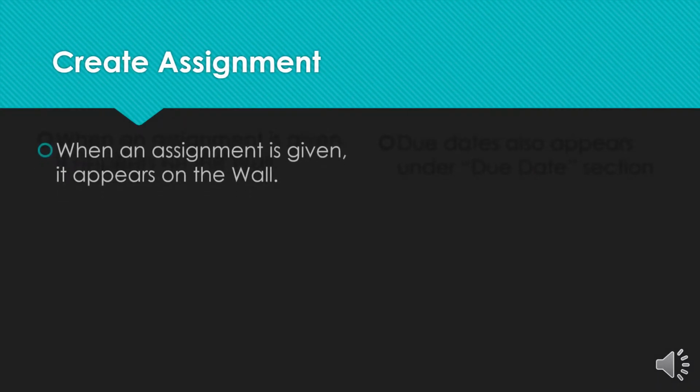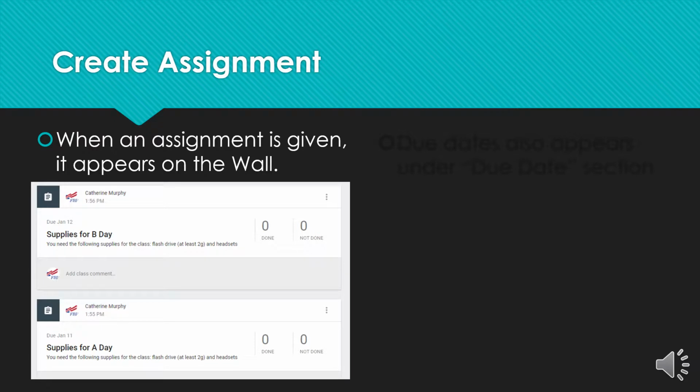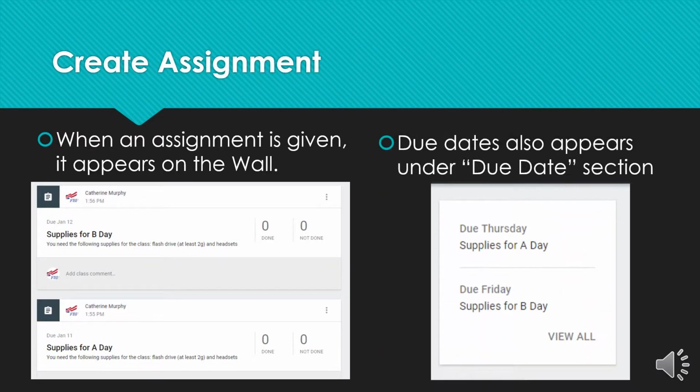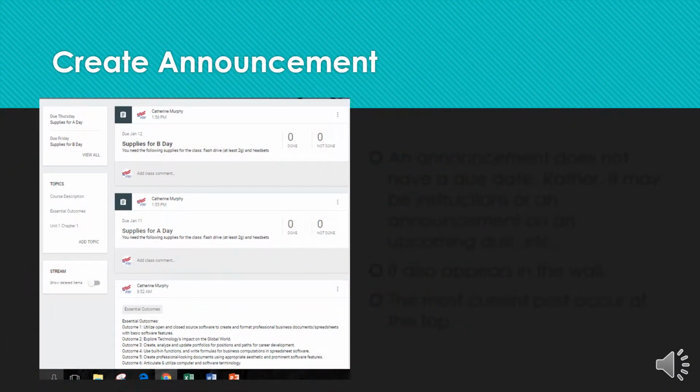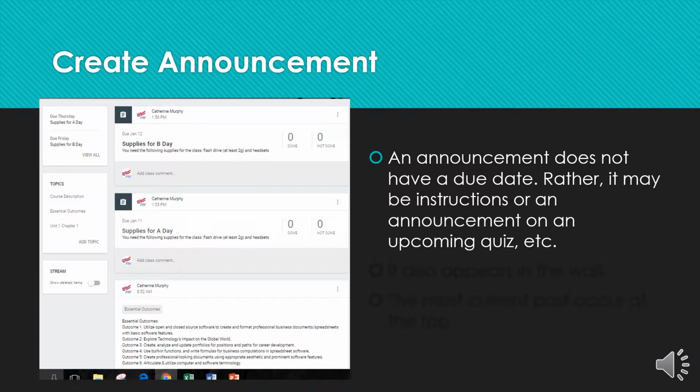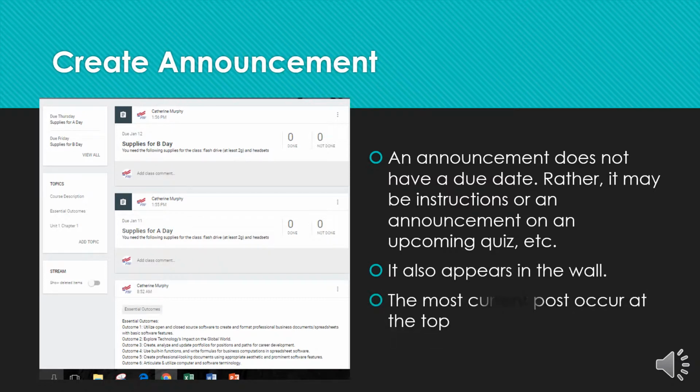Creating an assignment. When an assignment is given, it appears on the wall. Due dates also appear under due date sections. All assignments should have a due date. Creating an announcement. Your teacher may make an announcement that does not have a due date. Rather, it may be instructions or an announcement on an upcoming quiz or test. Announcements also appear in the wall, and they appear with the most current on top.